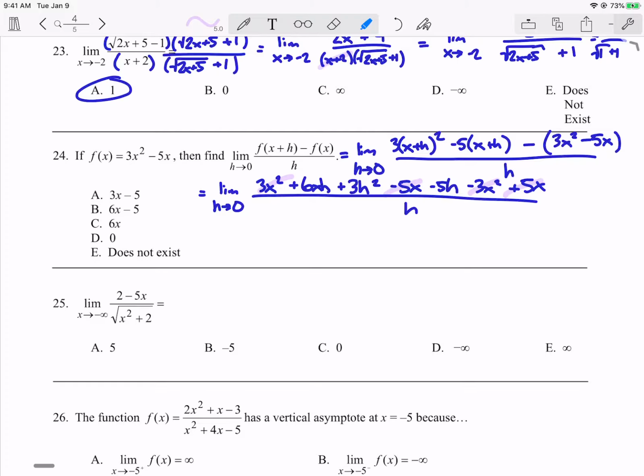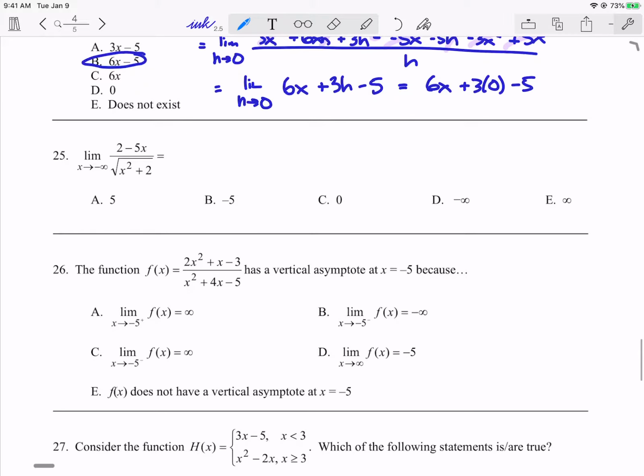I'm actually going to factor out an h on top. So this h will be gone, this will become just h, and that h will be gone, and it'll cancel with the h in the denominator. So I invite you to make sure you show that step. So I end up with 6x plus 3h, because that h was squared. But now I've got 6x plus 3 times 0 minus 5, so I end up with just 6x minus 5.